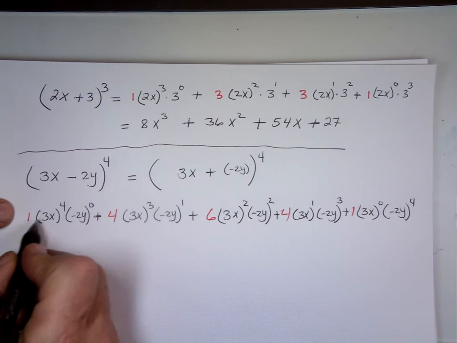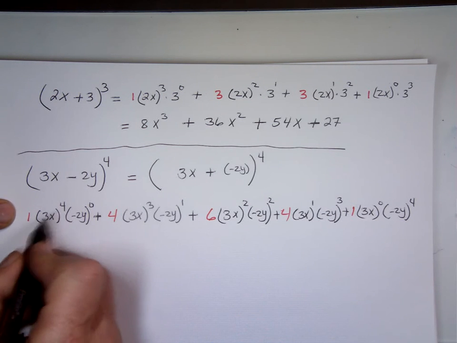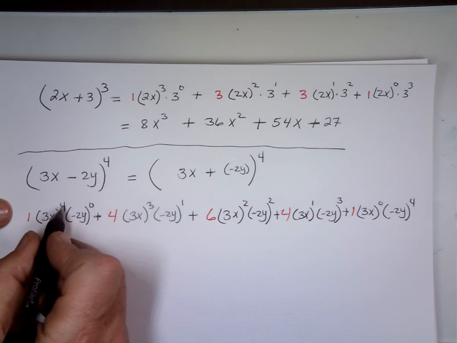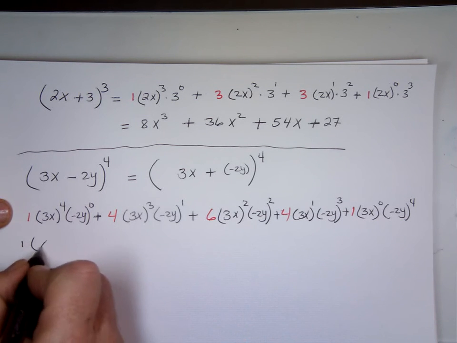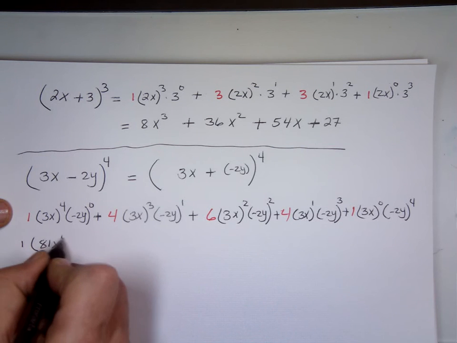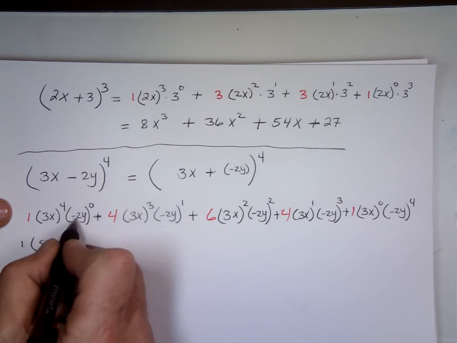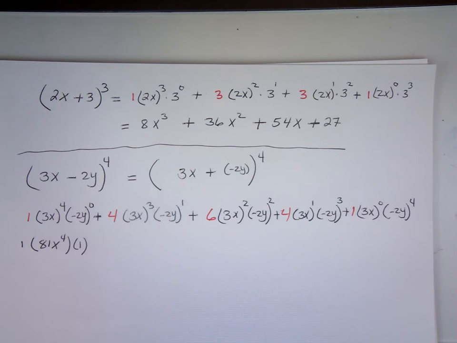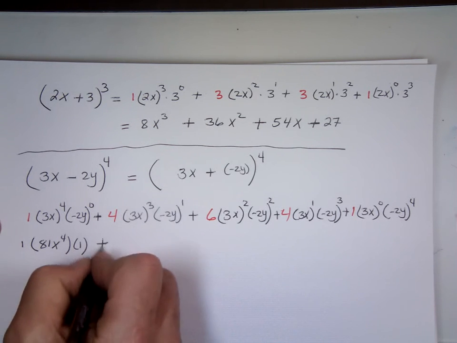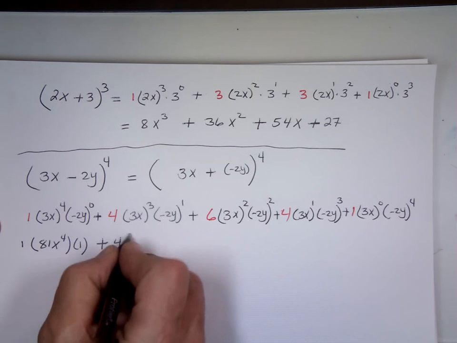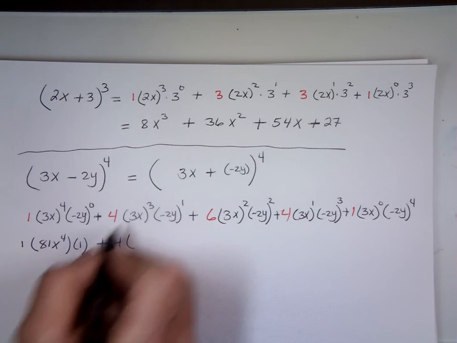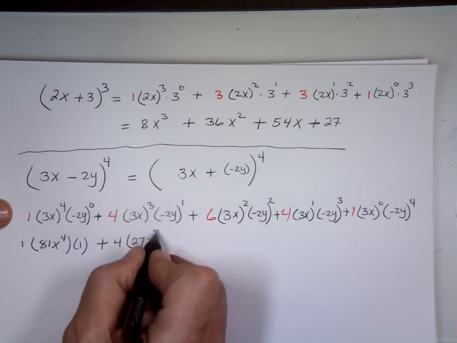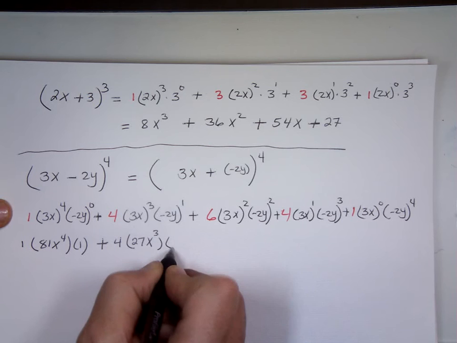Three to the fourth is what? That's the 1 here. 3 to the fourth, 3 times 3 is 9, 9 times 9, 81 x to the fourth. What's negative 2y to the power of 0? 1. Four times. What's 3 cubed? 27 x cubed. Times what? Negative 2y.